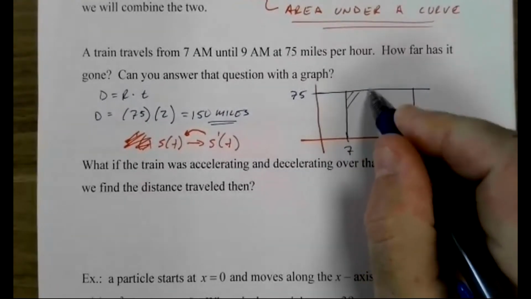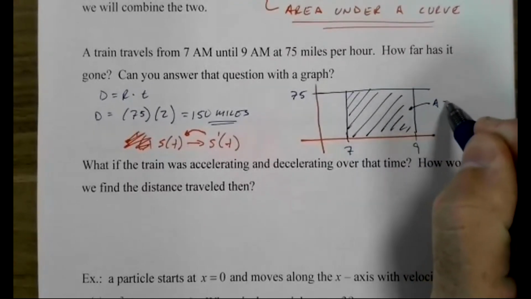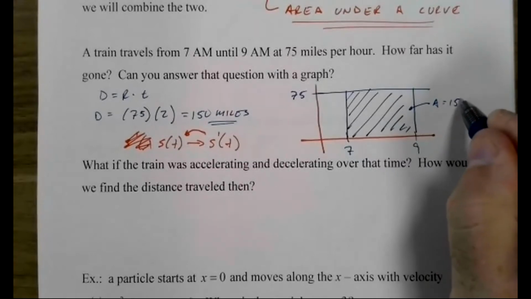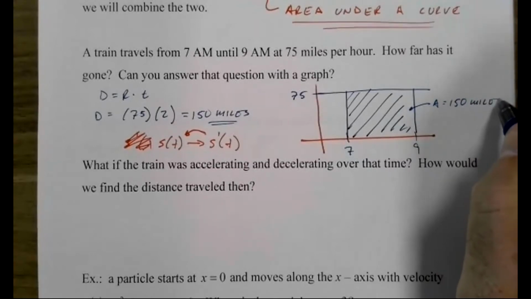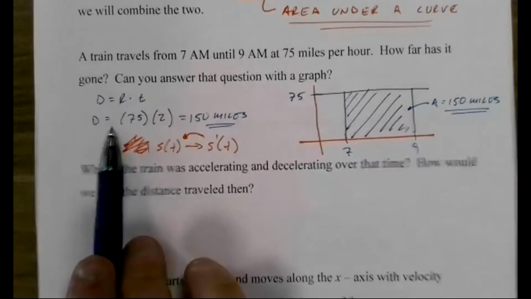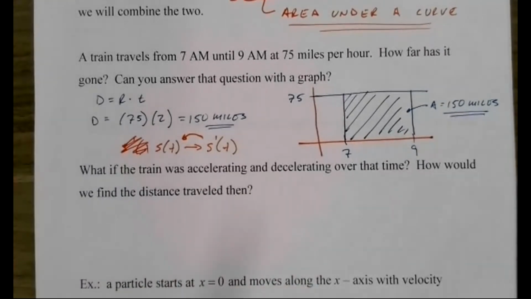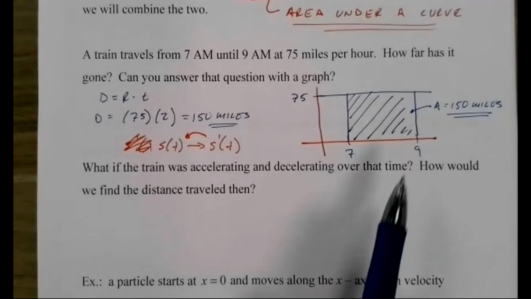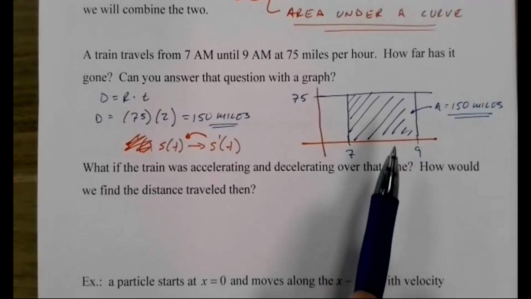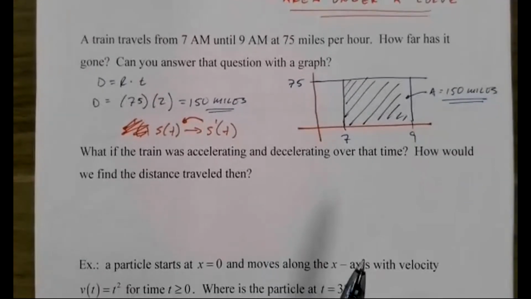So what's the area of this box? That's it. It's the same thing, right? Formulas derived from calculus, but you don't know that. You just think they're these magical formulas that somebody knows. And then the calculus. So what if the train is accelerating and decelerating all the time? How would you find the distance traveled?